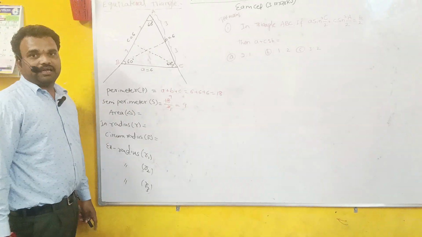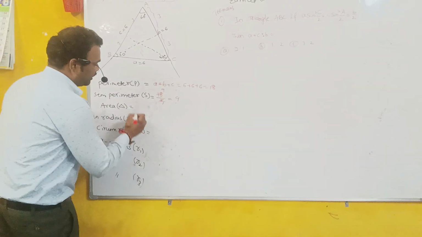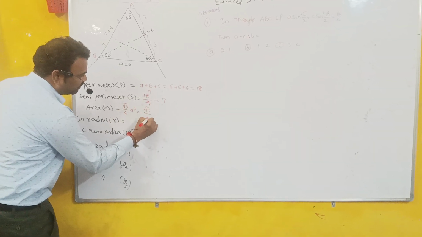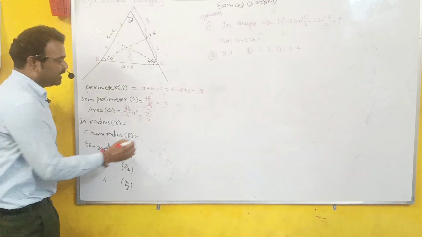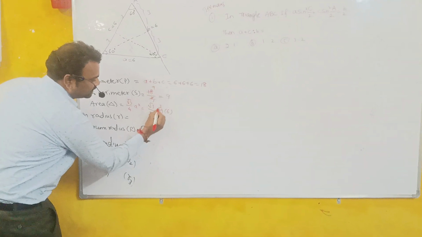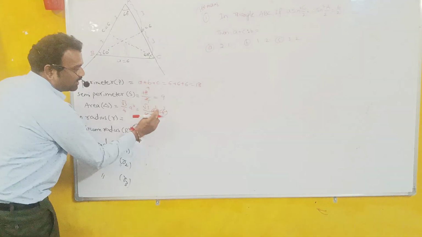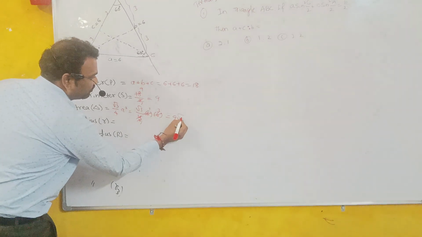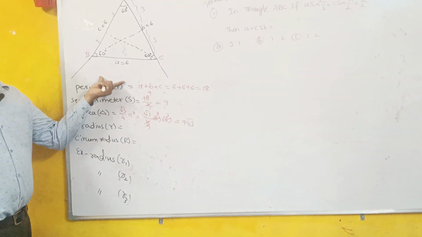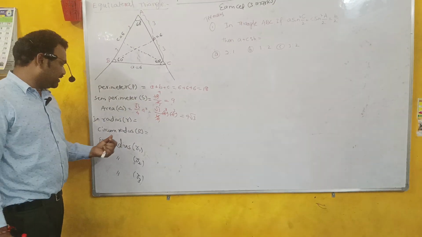Then the area of the equilateral triangle formula is root 3 by 4 of A square. Root 3 by 4, A should be how much here? 6 only. Then 6 square, that is 6 into 6. Then 2 3s are 6, 2 3s are 6, and 3 into 3 is 9. 9 root 3 is the area of the equilateral triangle.